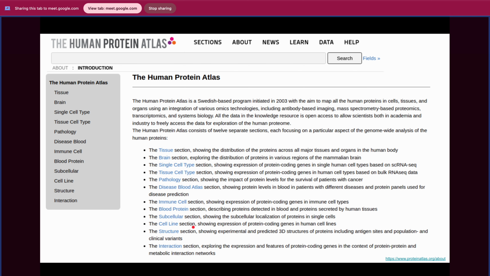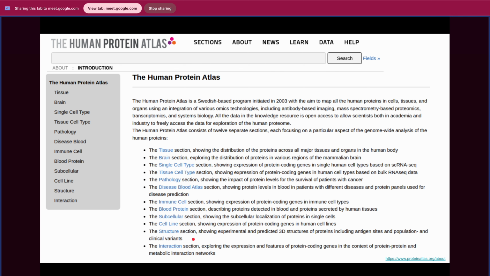Then comes cell line section. So it will tell the expression of protein coding genes in human cell lines. So mostly when we say cell line, we talk about different cancers, when we collect those cell lines which are growing rapidly, so they are referred to as cell lines. So mostly dedicated to cancer.